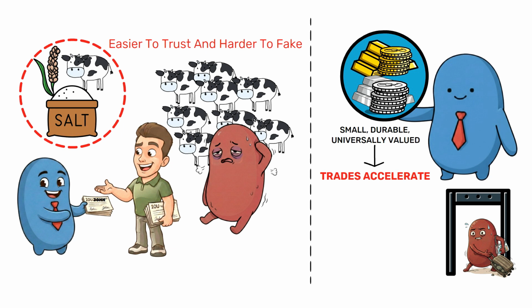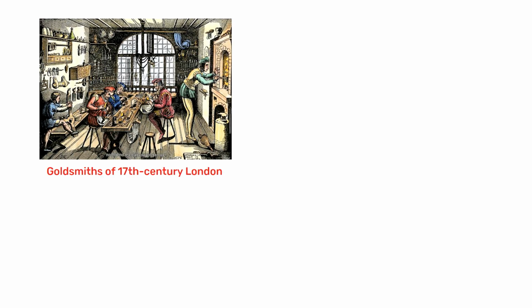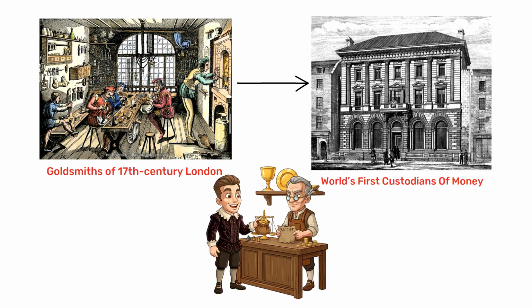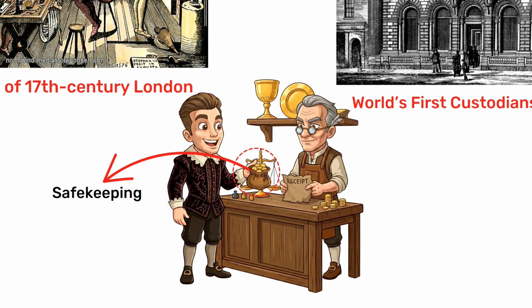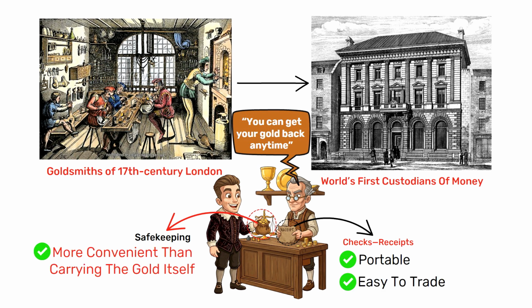All of that hauling metal around worked until everyone got tired of living like part-time pirates. So the people eventually looked for something safer and easier. That search led them to the goldsmiths of 17th century London, craftsmen who almost accidentally became the world's first custodians of money. People stored their gold with them for safekeeping and in return received paper claim checks, receipts saying, "You can get your gold back anytime." These notes were portable, easy to trade, and instantly more convenient than carrying the gold itself.